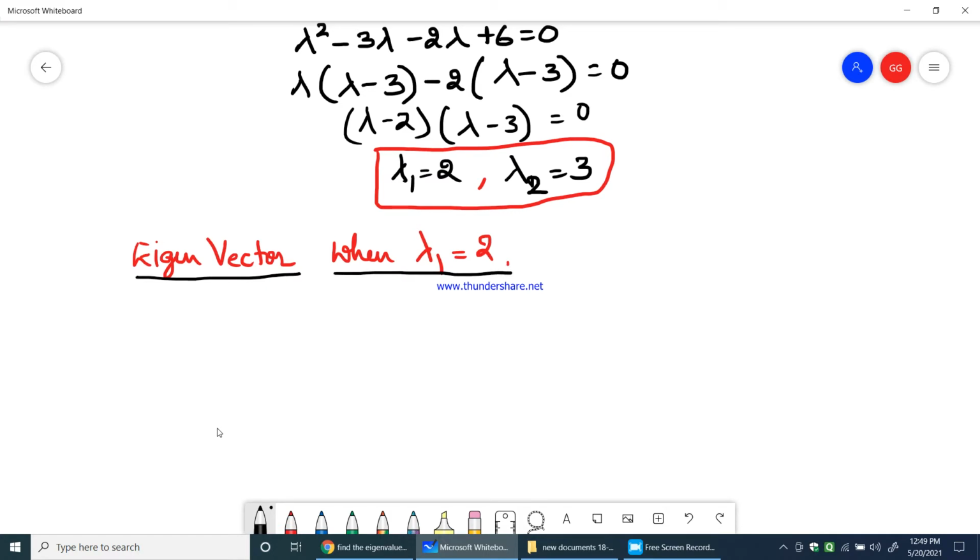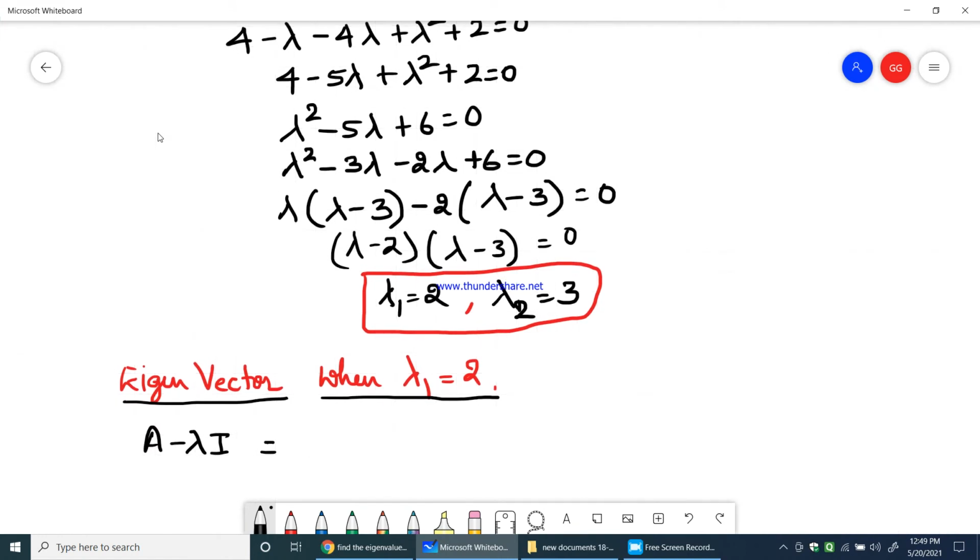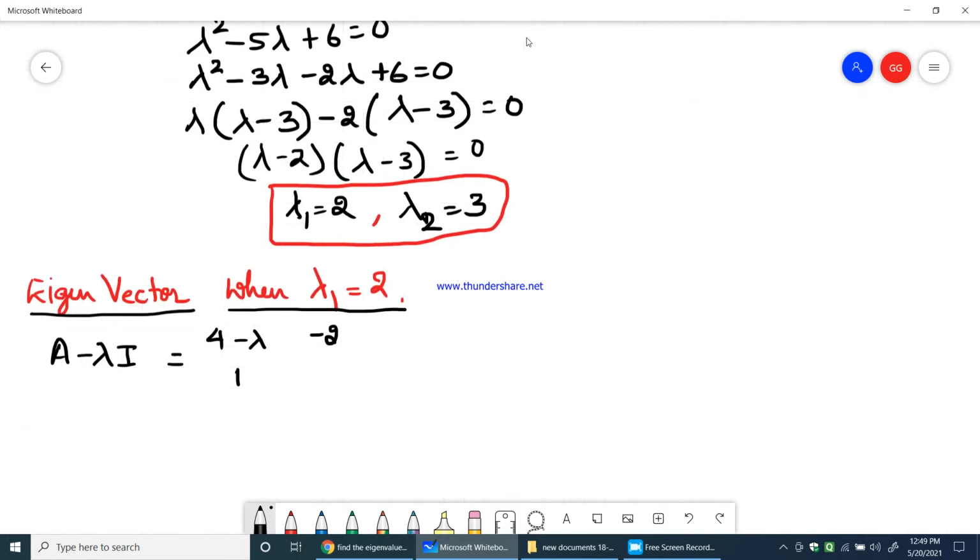I will take A minus lambda I now, which was found earlier. What was that matrix? 4 minus lambda, minus 2, 1, and the other element is 1 minus lambda. Now I'll substitute lambda equal to 2. So A minus 2I is equal to 4 minus 2 is 2, minus 2, 1, and then 1 minus 2, which is minus 1.